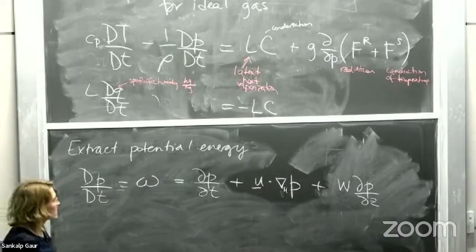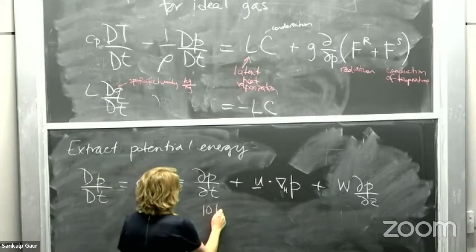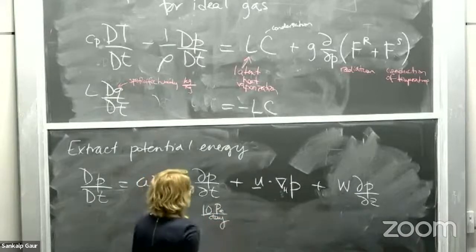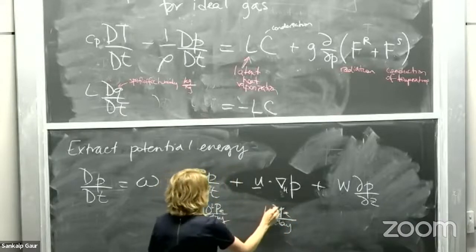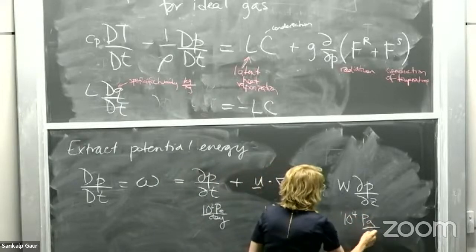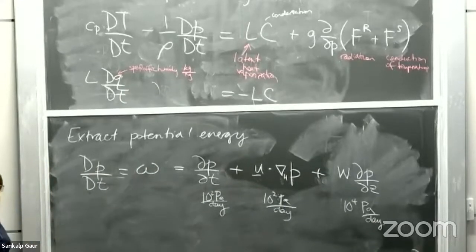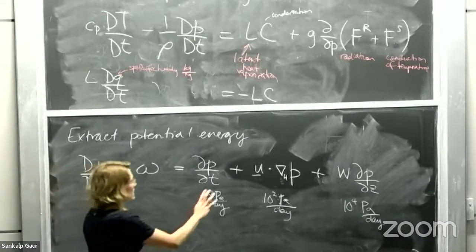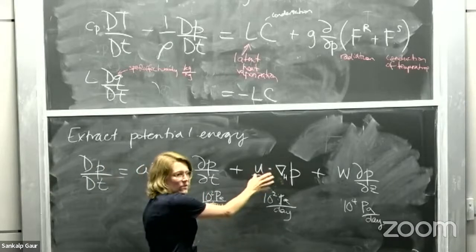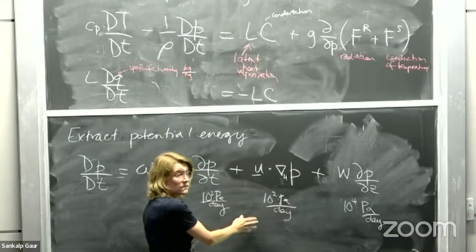What I'm going to do now is argue through expert knowledge. The scaling here is that this is about 10 pascals per day. This is about 10 pascals per day. I think it's actually 10 to the 2. And this is about 10 to the 4. So you can see what I'm doing is scaling the equation to drop some terms. This is a conversion term that is important for connecting potential energy to kinetic energy, and I'm going to drop it through a scale analysis.